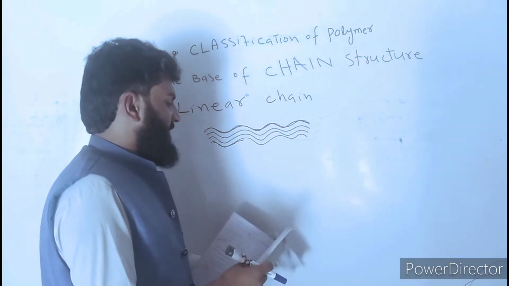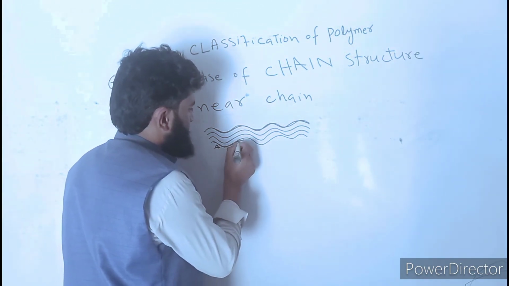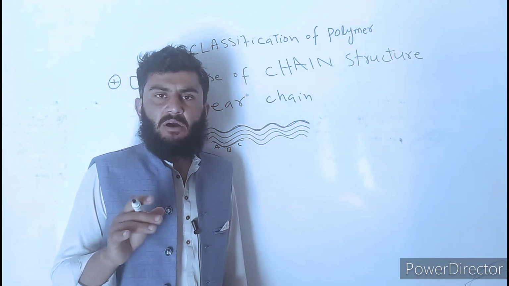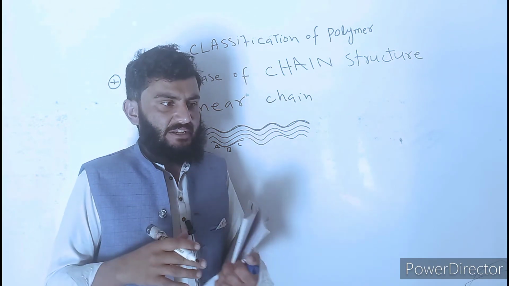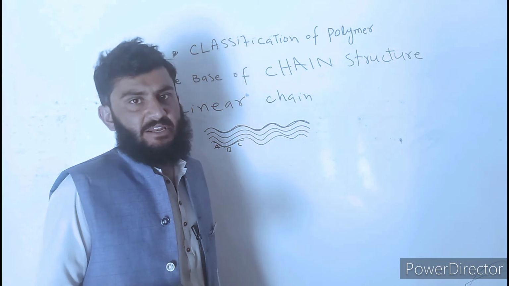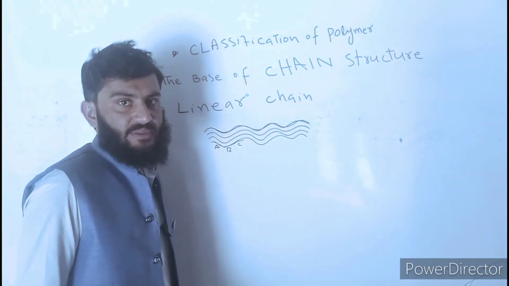for example, if we write here, this is A and this is B and this is C and D and so on. So you know that the polymer is actually composed of monomers. When monomers attach with each other, they form a long chain, clear? So this chain may be arranged linearly.